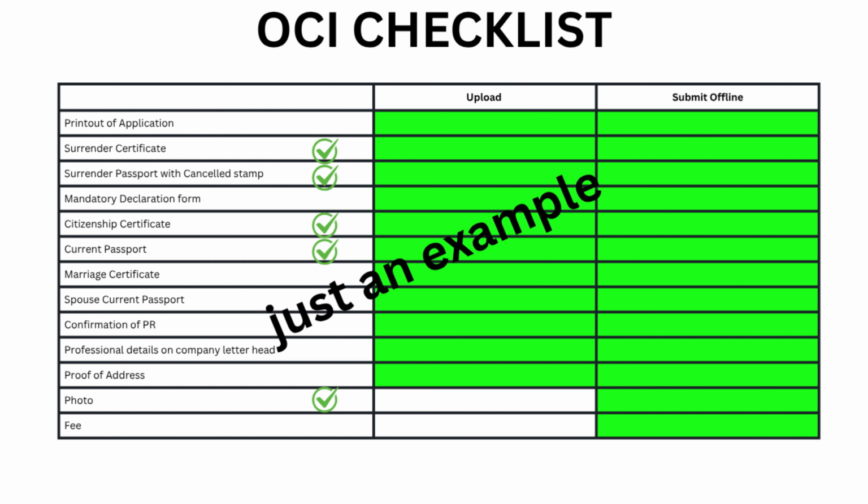Then your current passport has been uploaded, your citizenship certificate has been uploaded, and you will go through the checklist and see what all has been uploaded. Photo was uploaded earlier, printed application that you will be submitting with the service provider once you complete the application is still under process. Then what is left? Mandatory declaration form. This is a must. You will upload that. Then comes marriage certificate if you are married, spouse current passport, that will also go. In case spouse has a OCI card, copy of OCI card will go.